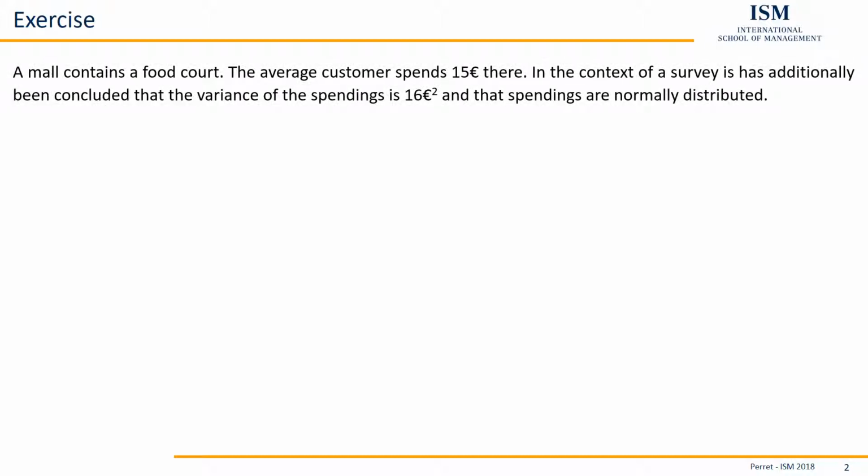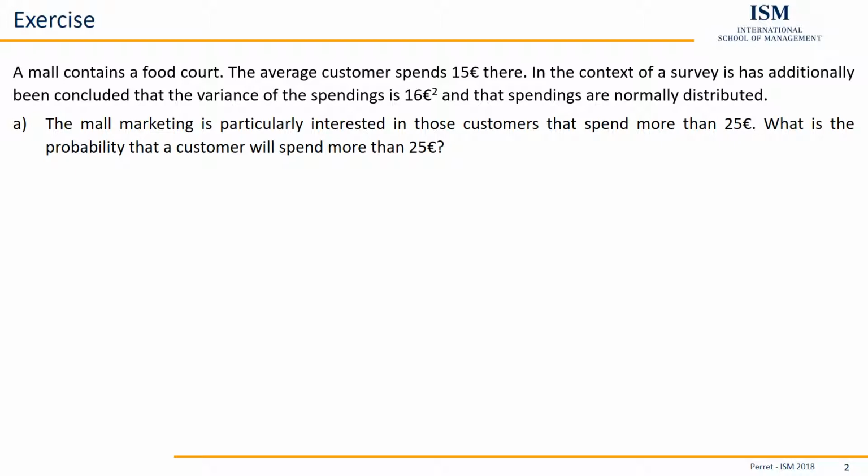A mall contains a food court. The average customer spends 15 euros there, and in the context of a survey it has additionally been concluded that the variance of the spendings is 16 euros squared, and that the spendings are normally distributed. Then we have three tasks.